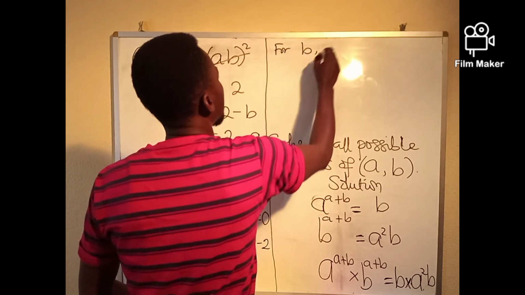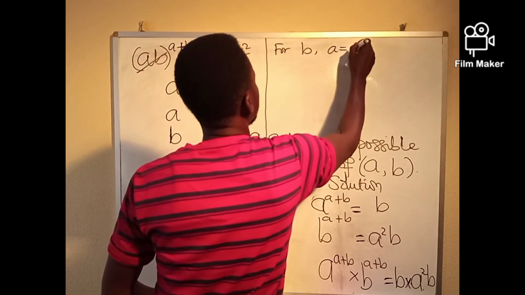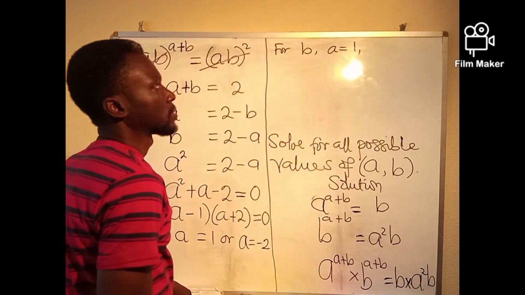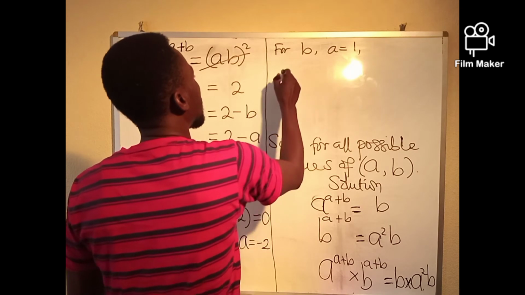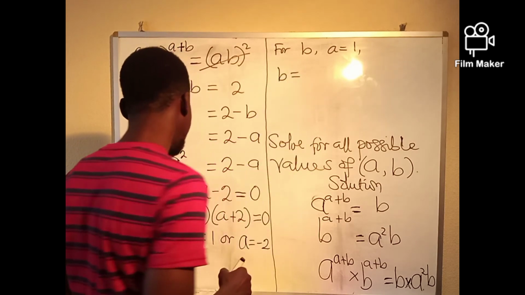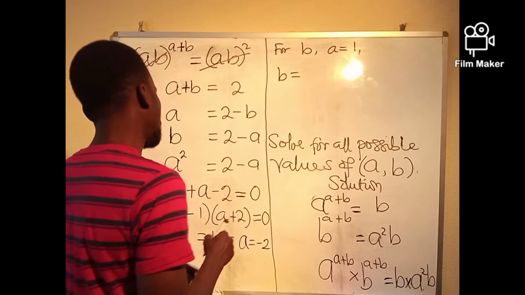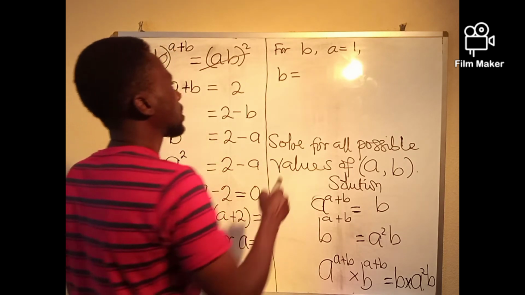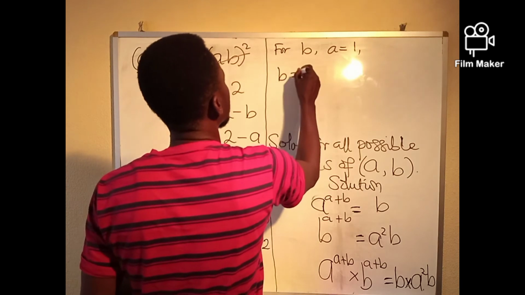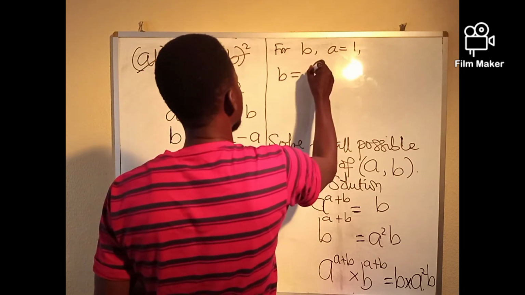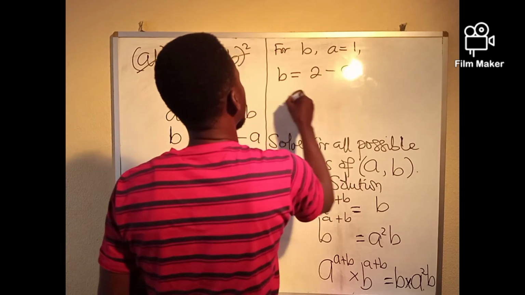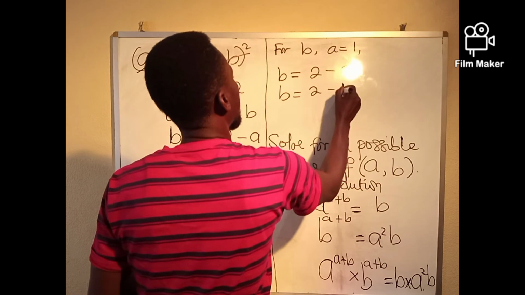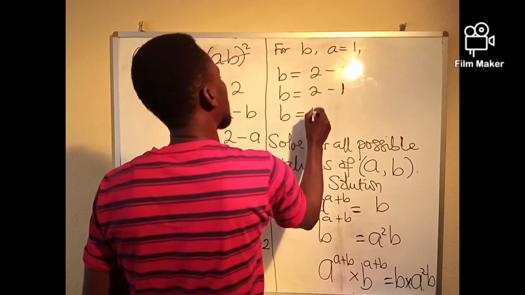For b, a is equal to 1. Okay. B will be equal to what? B will be equal to, substitute the value of a equal to 1. So we say b is equal to 2 minus a. So b is equal to 2 minus the value of a. So b will be equal to 2 minus 1, and then b will be equal to 1.